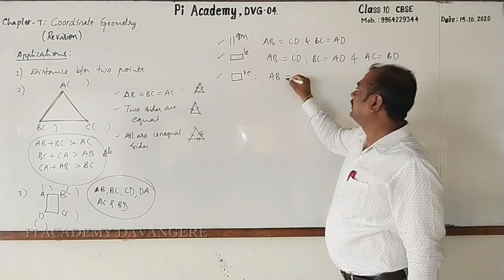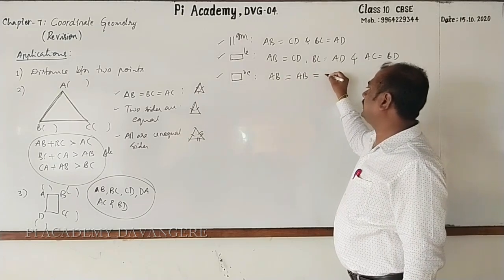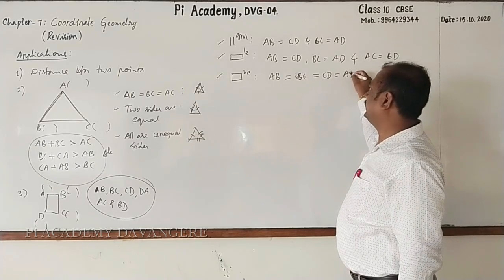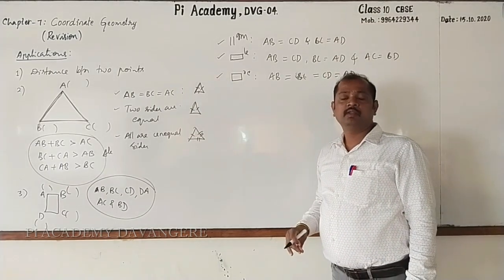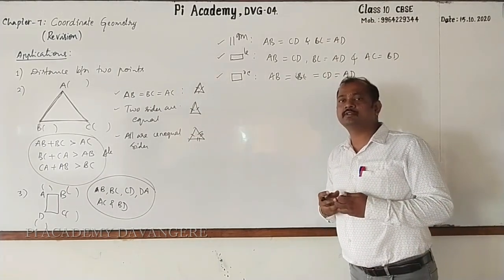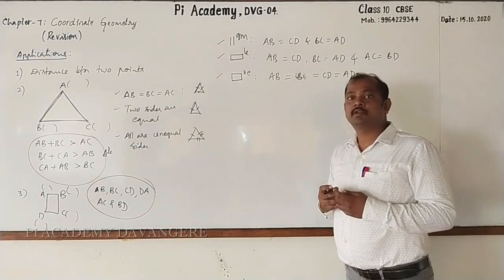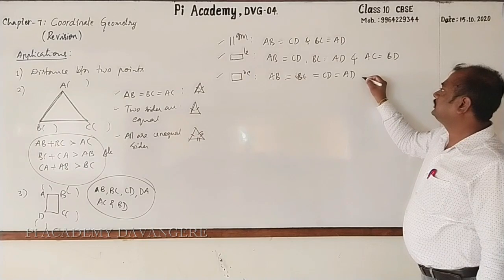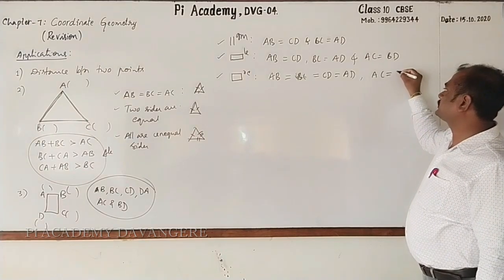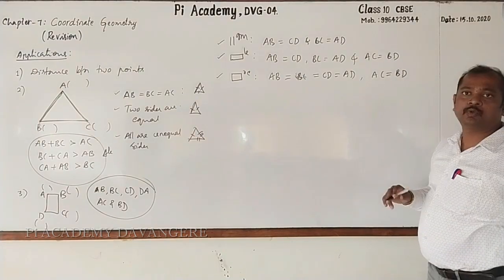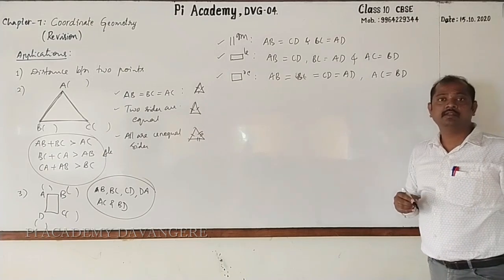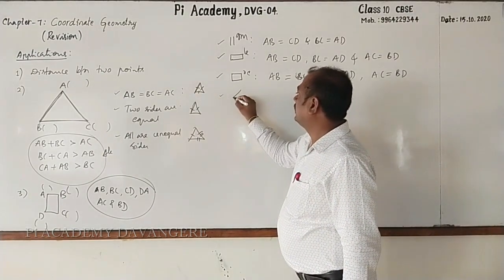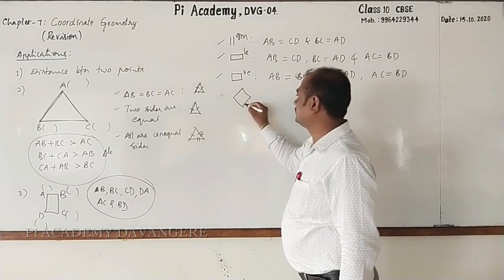If only sides are equal, AB equal to BC equal to CD equal to AD, when all sides are equal, then what is it? Do you call it a square? No, it is a rhombus. But if it is to be a square, then it should also satisfy the condition that AC equal to BD, that is, diagonals are equal.